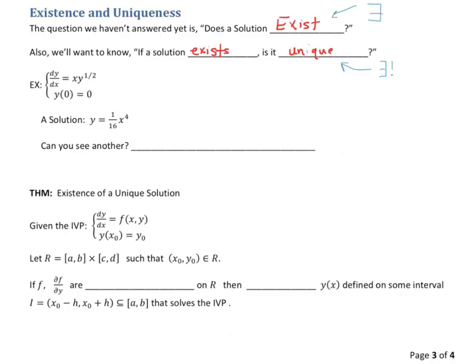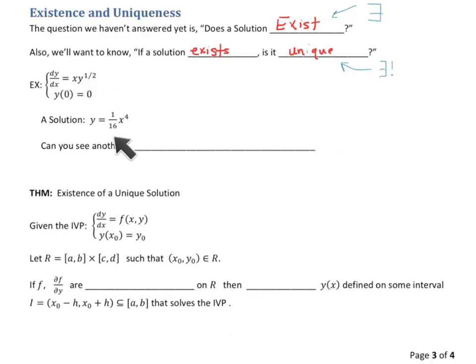Now, just by way of example, consider the following initial value problem. dy/dx is equal to x times y to the 1/2, and y of 0 equals 0. I claim this function right here is a solution to the initial value problem. Why is it a solution? Well, if you took its derivative, you would see its derivative is the same thing as x times the square root of that function. Checks out, works just like you'd expect it to.